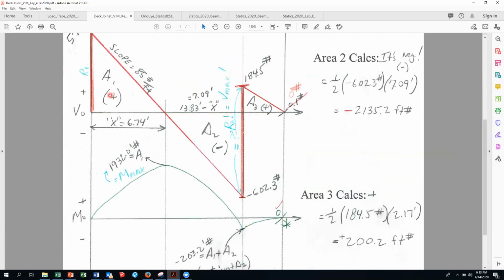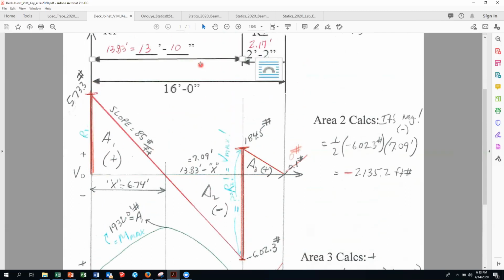Now, we have 3 areas. Area 1 is positive. Area 2 is negative. Area 3 is positive. Now, some of you took this distance, this 13.83, and just said that this is halfway, half of 13.83. It's close, but it's not exact. So you got to use that slope equation.